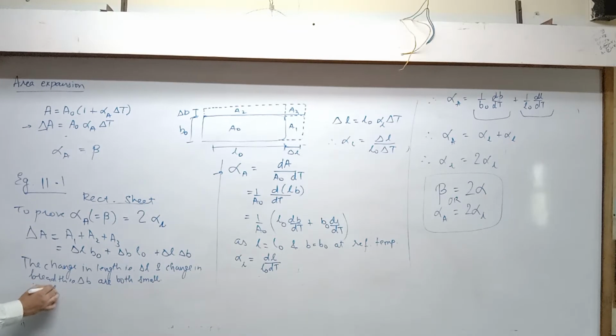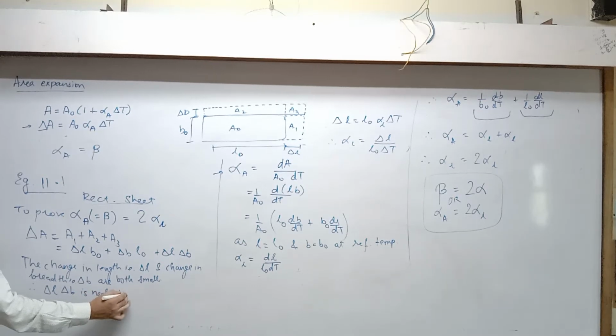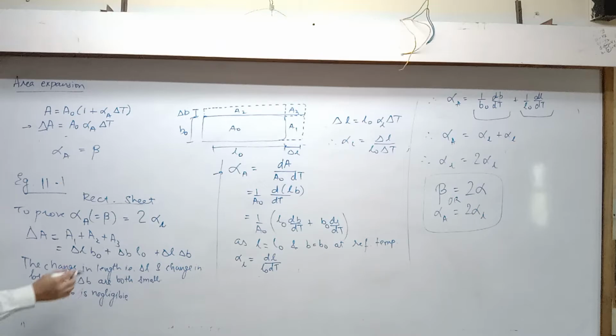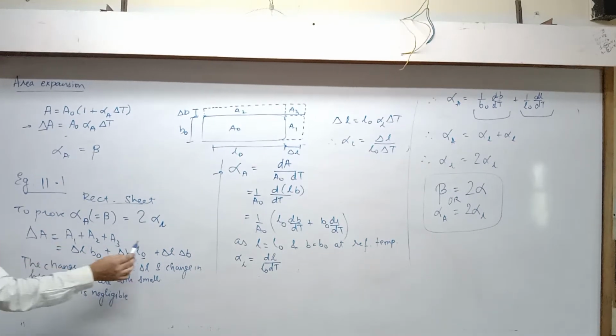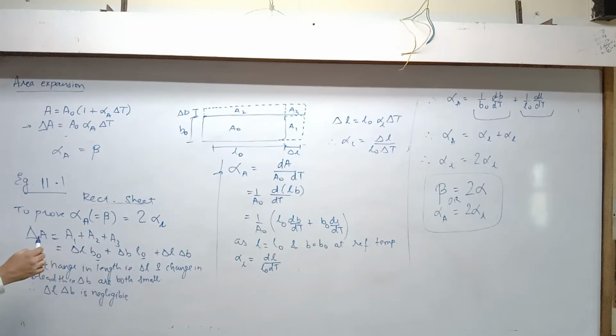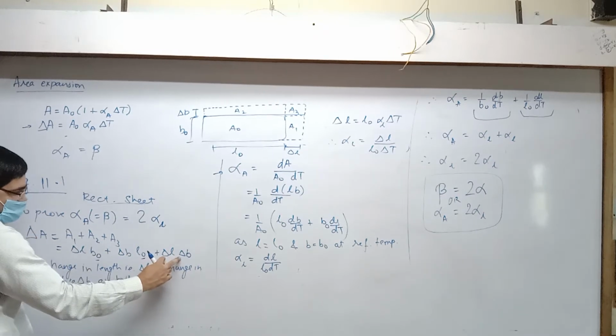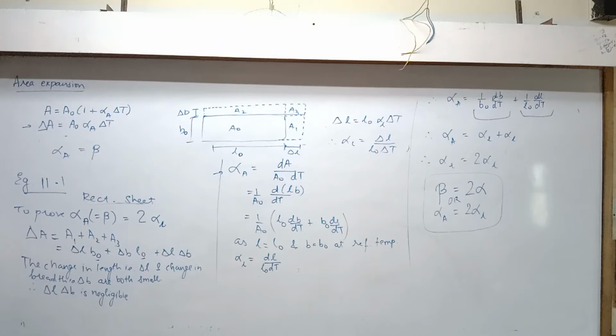Therefore, delta L into delta B is negligible. What do I mean to say? L0 would be quite big, B0 would be quite big, and delta L and delta B are going to be small. So when you multiply two very small things, the result will be very, very small. That is, we are going to neglect it.